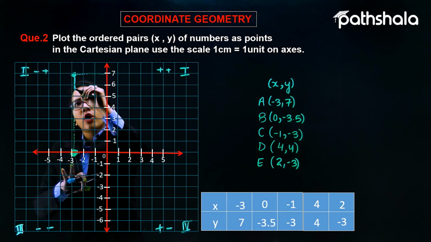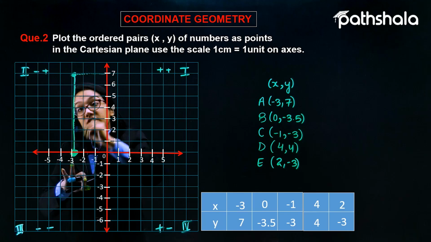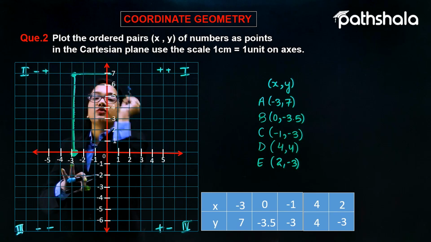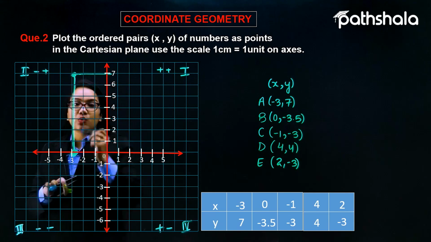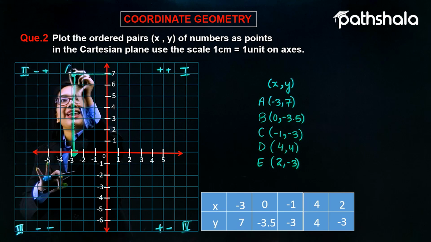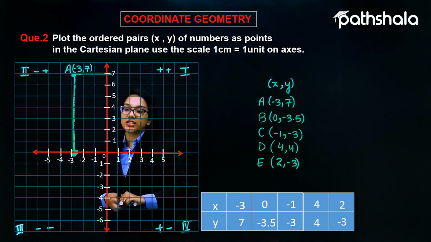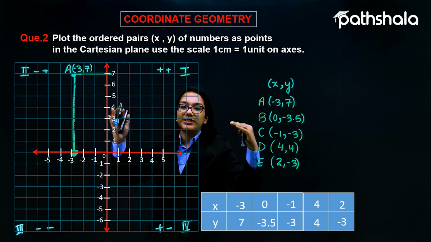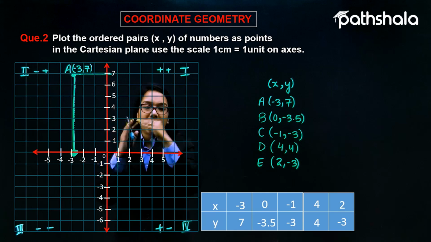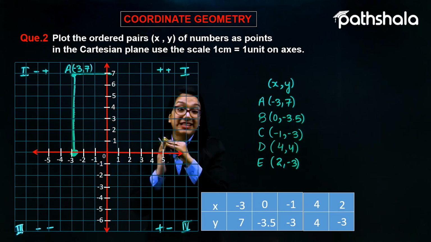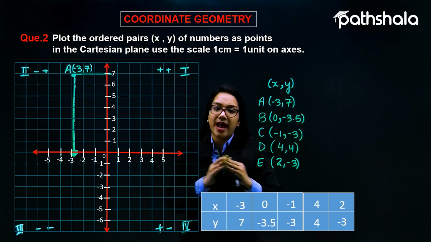Now let's join these lines. This is my perpendicular from the point -3, and this is my perpendicular from the point 7. Hence this is A, which is -3, 7. The perpendiculars from -3 and from 7, wherever they intersect, that point is called A, having the coordinates -3 and 7.